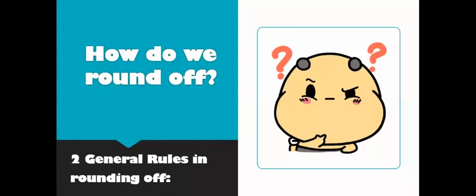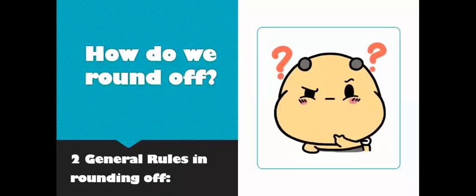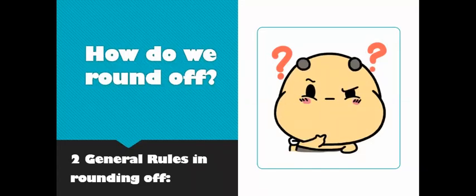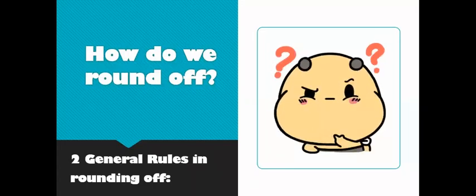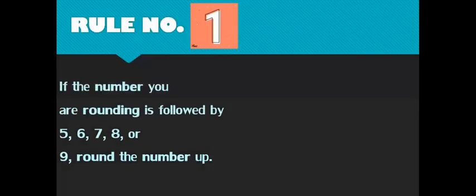Now, let's proceed to our lesson. How do we round off? Do you have any idea? Okay, we have two general rules in rounding off. So, rule number 1. If the number you are rounding is followed by 5, 6, 7, 8, or 9, round the number up. So, for us to understand clearly, I have here an example.